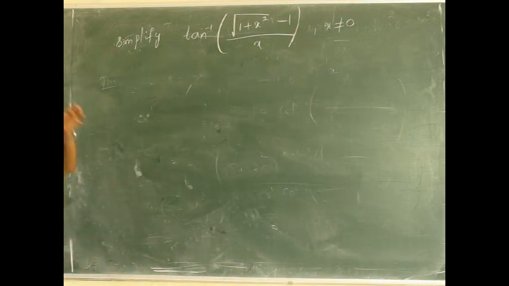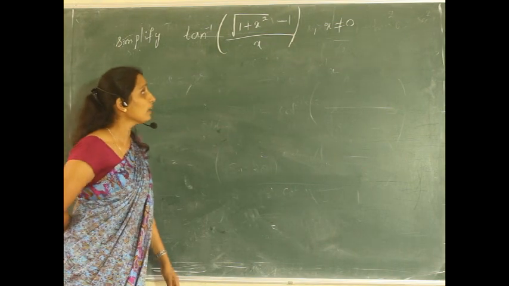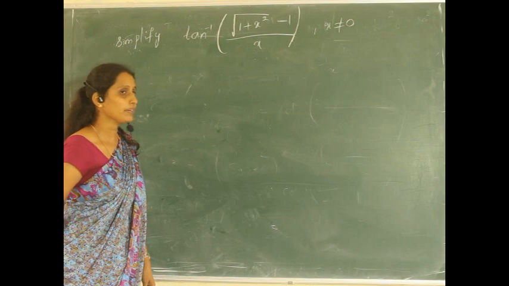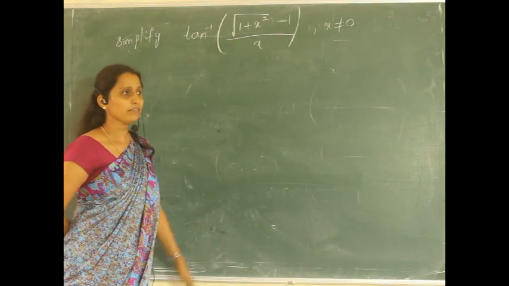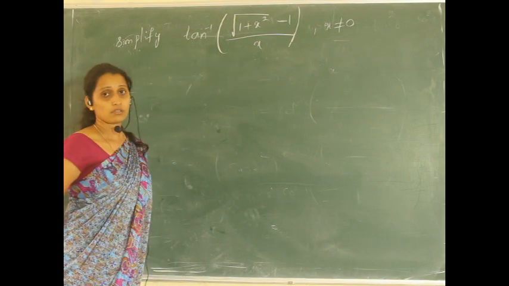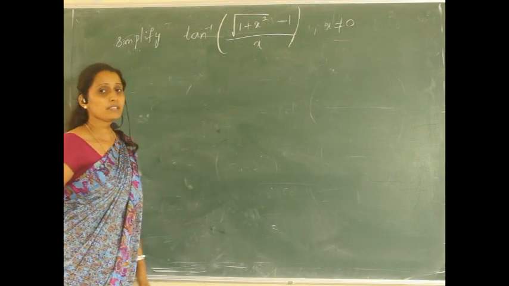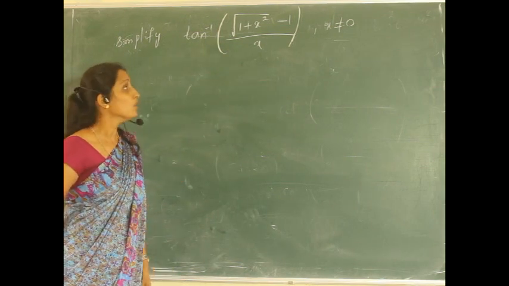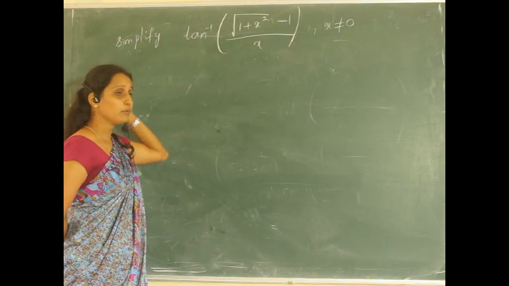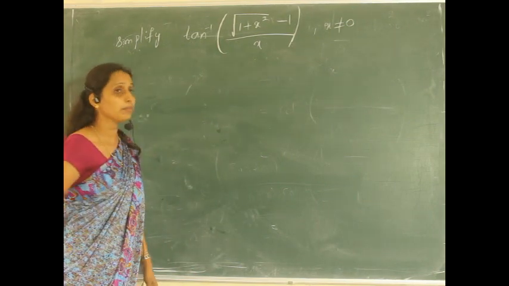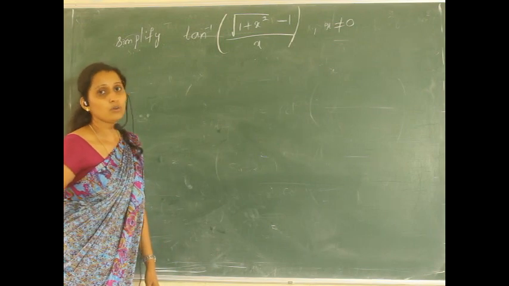So here also, to simplify we have to make some substitution. Which substitution can we make here? It is tan inverse of root of 1 plus x square minus 1 divided by x. Now it is 1 plus x square. If it is 1 plus, we don't have identities in terms of sine and cos, because cos square x plus sin square x equals 1. So either we have to use the identity 1 plus tan square theta is secant square theta, or the identity 1 plus cot square theta is equal to cosec square theta.